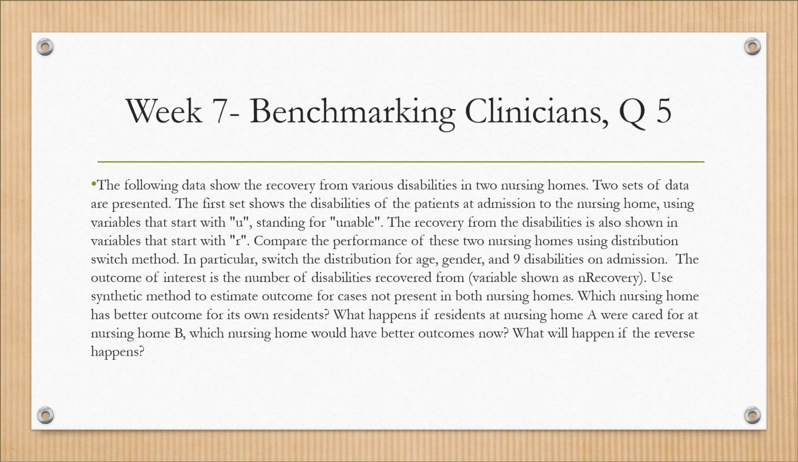Compare the performance of these two nursing homes using the distribution switch method. In particular, switch the distribution of age, gender, and 9 disabilities on admission. The outcome of interest is the number of disabilities recovered from, variables shown as N recovery. Use the synthetic method to estimate the outcome for cases not present in both nursing homes.